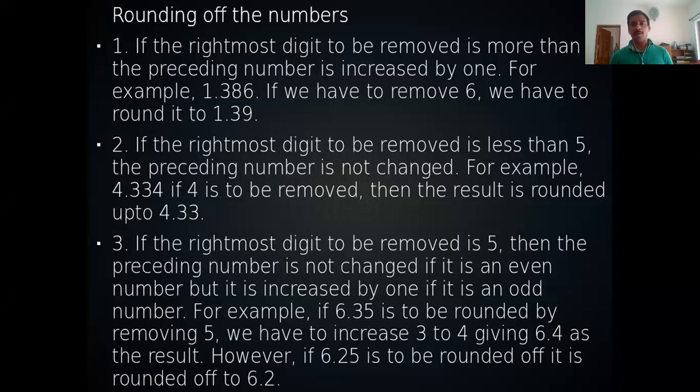1.386. You have to remove the last digit 6. If you want to remove the last digit 6, you have to check whether it is greater than 5 or less than 5. If it is greater than 5, what you have to do? Increase the value of the preceding digit by 1, which here is 8. So when you remove 6, you have to increase the value of 8 to 9. Therefore, what will be the value? 1.39. It is rounded off to 2 places.